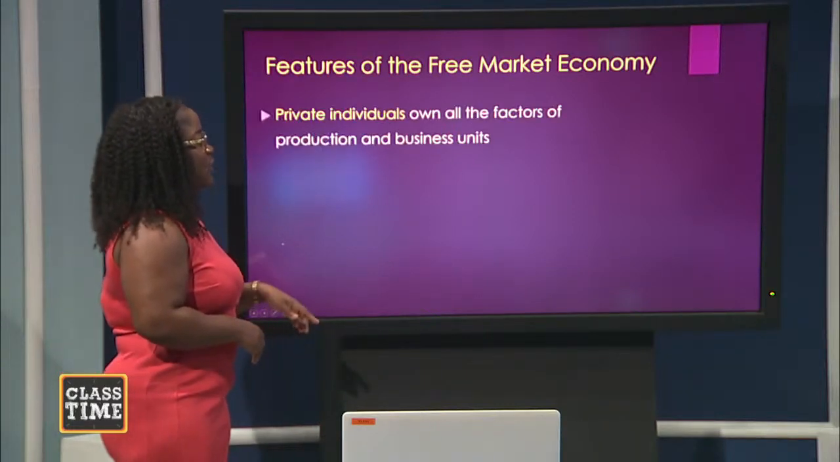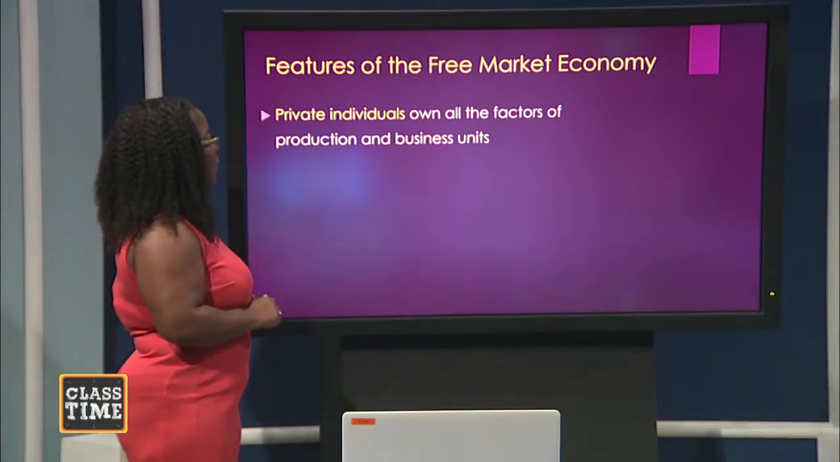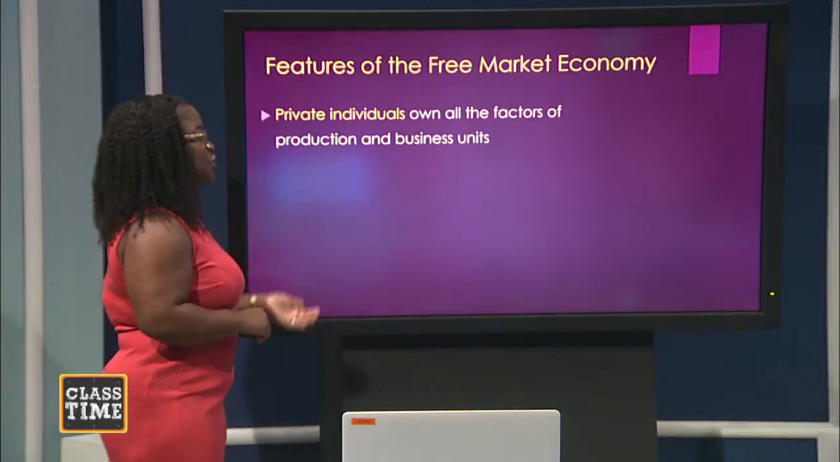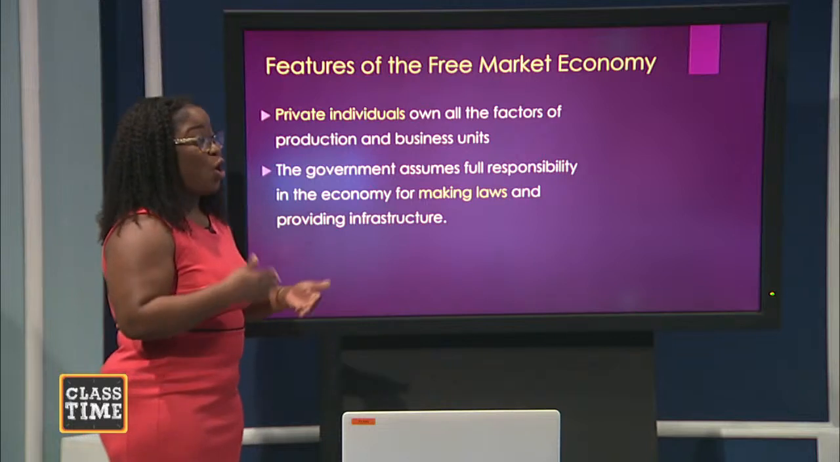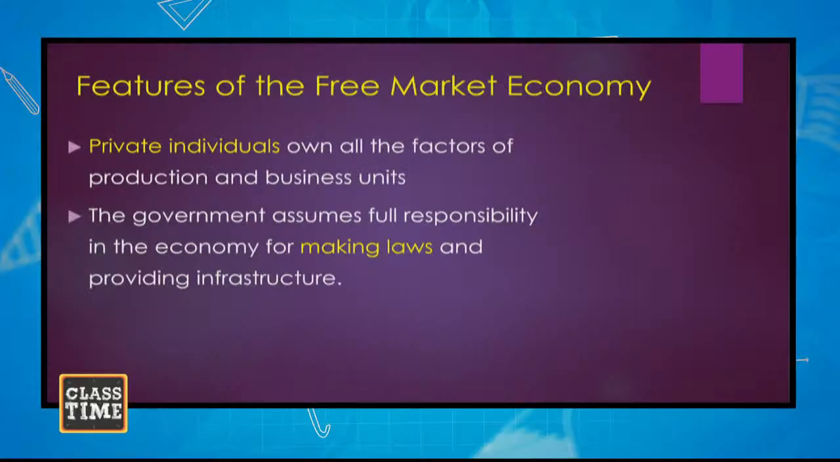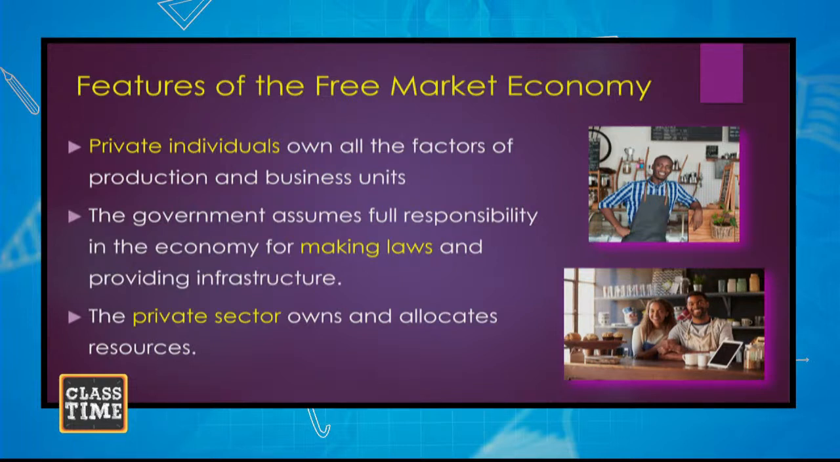Now, the features of the free market economy, let's look at a few of them. And I've mentioned some of them already. We say that private individuals own all the factors of production and business units within a free market economy. The government assumes the responsibility of making laws within this structure and providing infrastructure. So in a completely free market economy, all the goods and services we need, think about the food we eat, the cars we drive, electricity, water, every good and service that we consume, are provided by privately owned entities, while the government assumes the responsibility of setting the rules of law that us households and firms should abide by, and also providing the key infrastructure that is needed by society. So the private sector owns and allocates resources. We've established that as well.